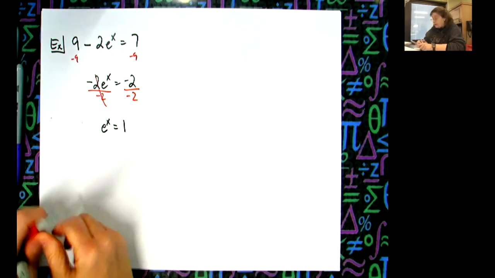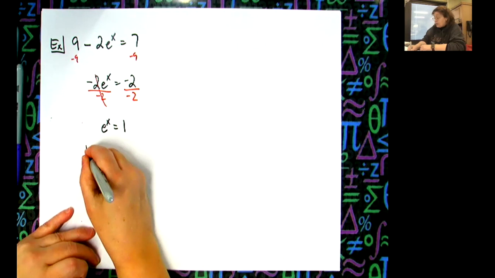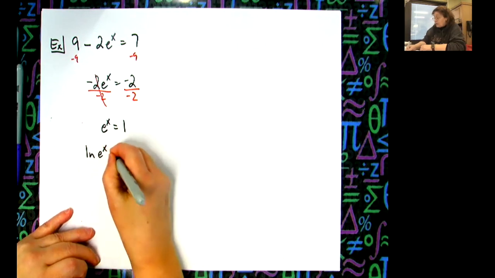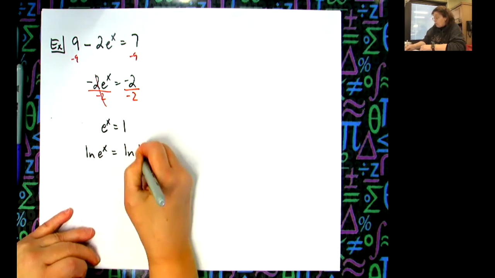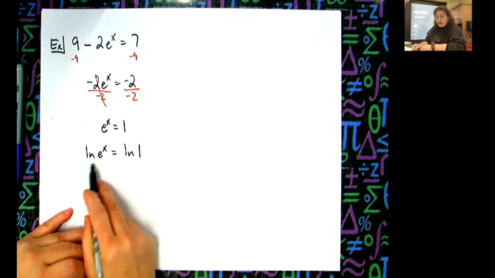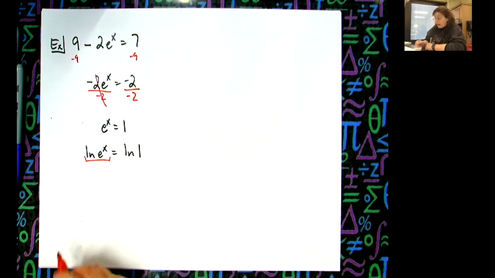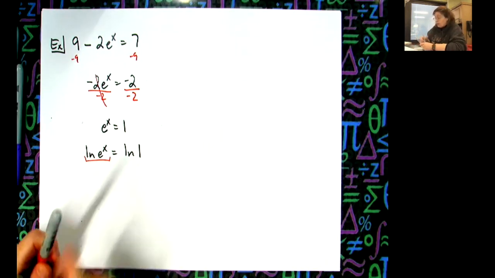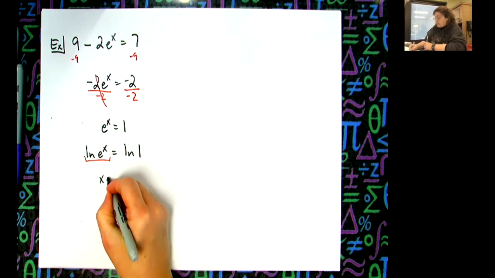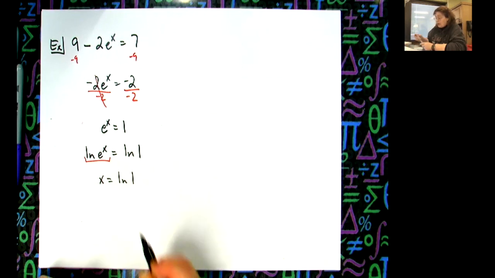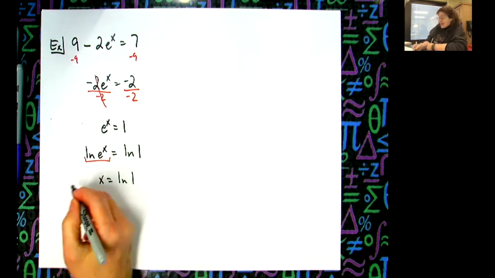If I take the natural log of both sides, natural log e to the x equals natural log of 1. Well, this side, you don't need to show all those steps that I did in the first problem. I ought to be able to look at this and know that my answer is going to be x, because it's the exponent. So x is equal to natural log of 1, which is my exact answer.